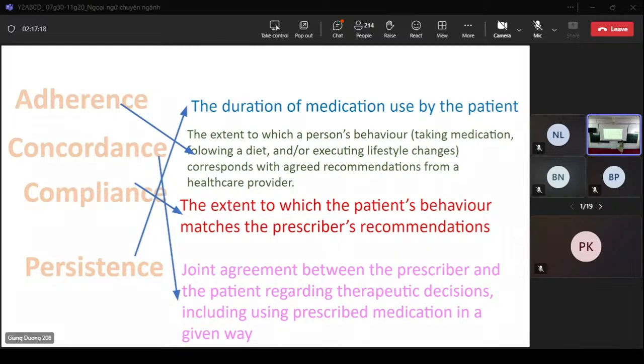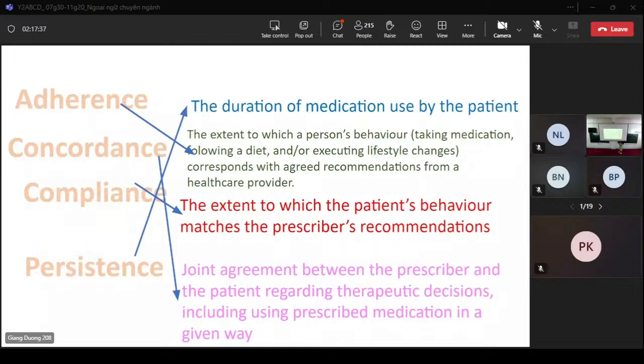Or do you think what kinds of medicines are okay for you per time? And can you deal with it? Do you want to use tablets, things like that? Okay, that's the concordance. And let's move to the word compliance.